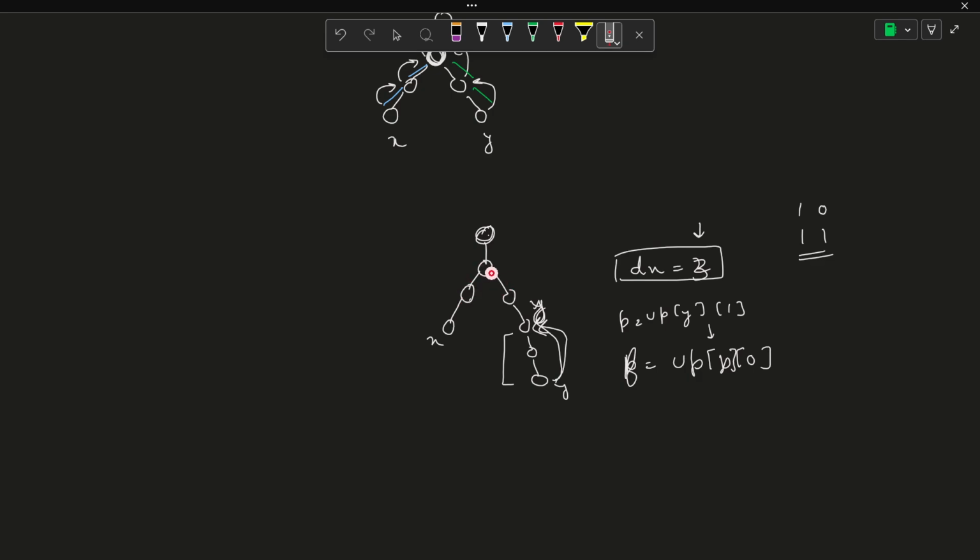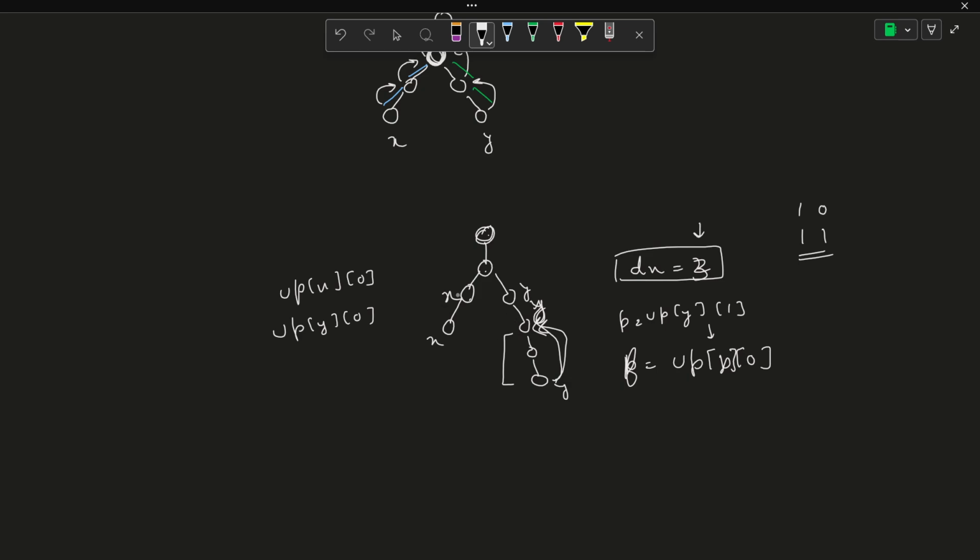Now once we move them upwards, we are going to reach this particular node in both of them. Once we reach this node, let's say my x has reached here and y has reached here. My answer is going to be up of x of 0, or I can also return up of y of 0. This is how I find my lowest common ancestor.